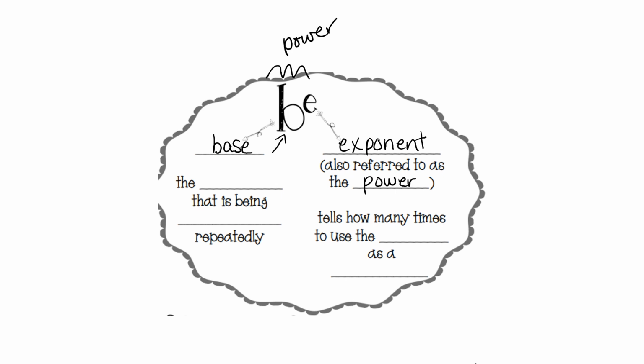So the base is the factor that is being multiplied repeatedly. The exponent, or the e, tells you how many times to use the base as a factor.